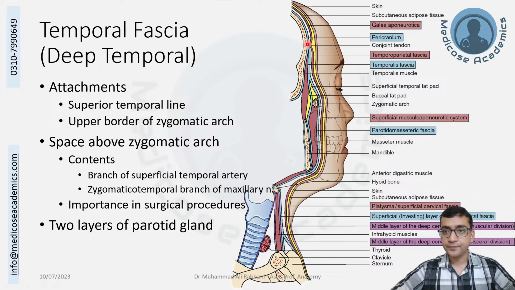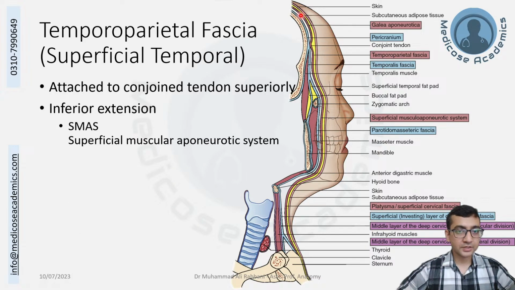galea aponeurotica. Sorry, please ignore galea aponeurotica. It is to form the conjoint tendon, and it continues up as the pericranium. So this is temporalis fascia. Then there is temporoparietal fascia, the one that is above it, that is superficial to it, that is shown in the red brown color here.